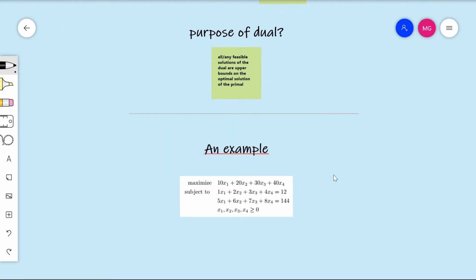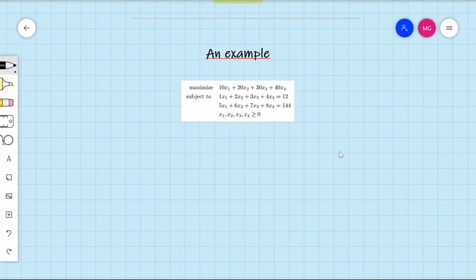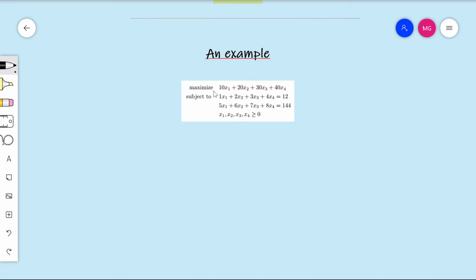Let's take a look at an example. So that was a bit high level, hopefully not too much, but we can make it more concrete with a very concrete example. So here I've just picked out something with very easy to remember coefficients. So we're maximizing 10x1 plus 20x2 plus 30x3 plus 40x4 subject to the coefficients here are 1, 2, 3, 4 times the x's equals 12, and 5, 6, 7, 8 times the x's equals 144, the second one, which is 12 squared. And then each of the components of x are non-negative.